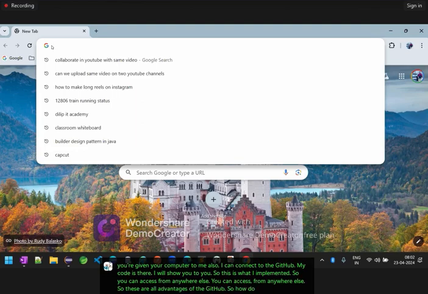So how to move the code, how to get the code, you have to learn. It will take 2 to 3 days, but it is mandatory.